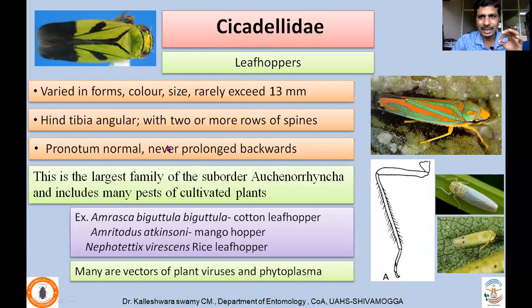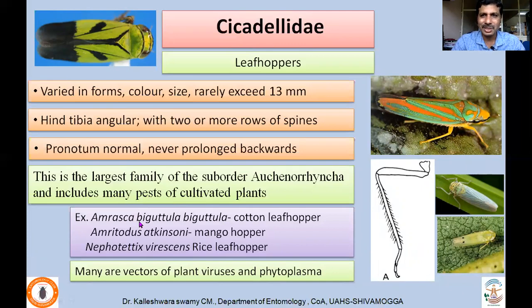The pronotum is normal. It is a comparative character with Membracidae, the tree hoppers, which I am going to talk about in the next slide. The pronotum is normal, never prolonged backwards like in the case of tree hoppers. In fact, Cicadellids are the largest family of the suborder Auchenorrhyncha and include many pests of cultivated plants. That means they are very important economically.